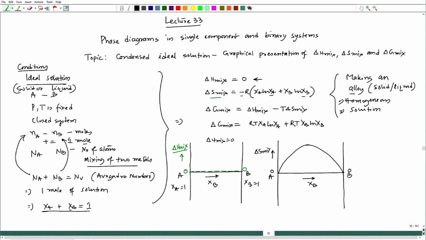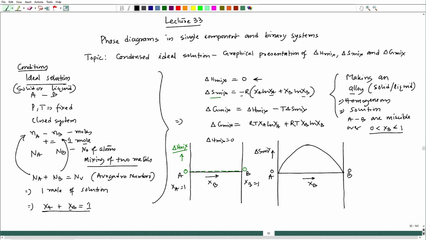that means A and B are miscible over x_B from 0 to 1. So, less than 1. So, in this entire composition range, of course, pure metal would remain pure metal. Within this entire composition range, A and B will be completely miscible. So, that is the condition of an ideal solution.